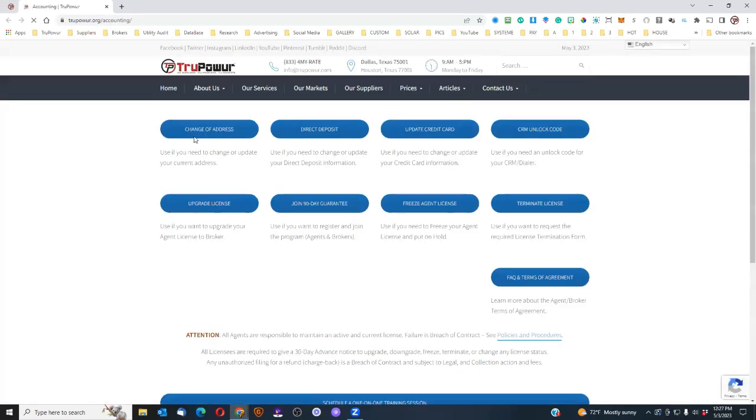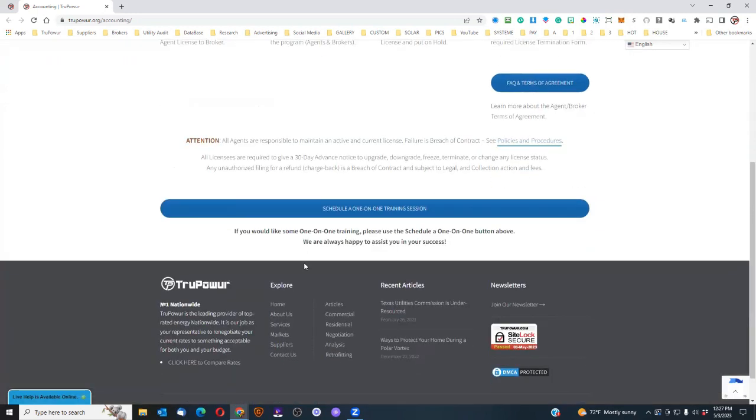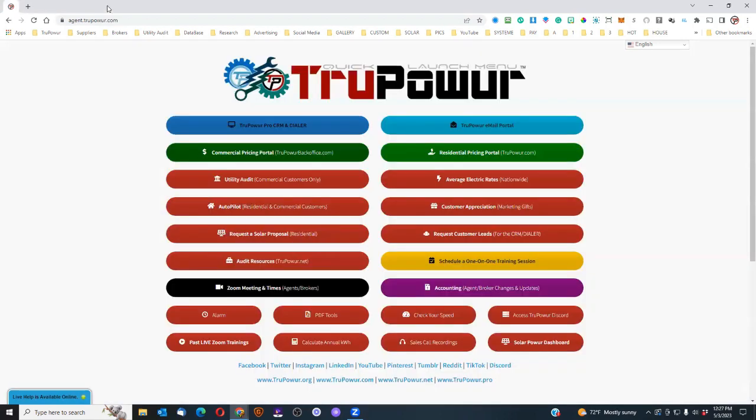Accounting, this is an area that is very useful to you. Whether you need to put in a change of address or you need to change your direct deposit information or update a credit card or CRM or anything else that you need, that is all available under accounting. You also have a button for that one-on-one training if you need it. So that's available under the accounting button.